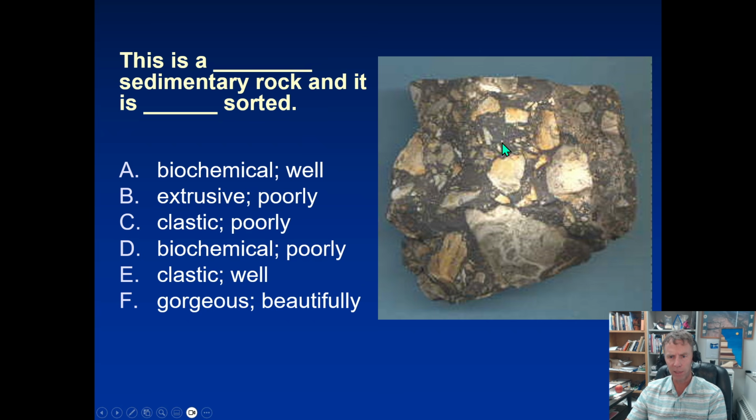I can see some little tiny specks in here. It looks like there's a wide range of sizes in the rock. And so the first thing is that the rock is made out of chunks of other rocks. Doesn't look to be made out of organisms or anything like that. So the rock would tend to be clastic, and because we have such a big range of sizes, that would be poor or poorly sorted. So the best answer there was C, clastic sedimentary rock that is poorly sorted.